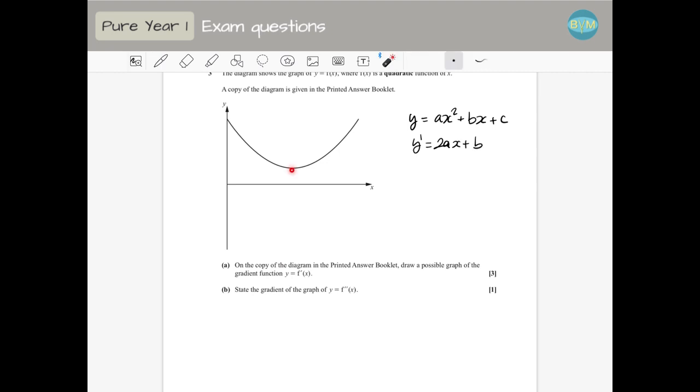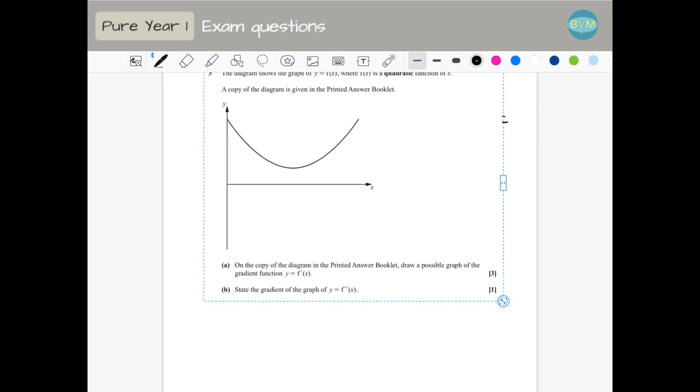Then when I have a minimum, my derivative is going to be 0. So my straight line is going to cut the x-axis underneath the minimum. And the last thing that you have to think about is whether it's a positive gradient or a negative gradient. When the function is decreasing, the derivative is going to be negative, and when the function is increasing, the derivative is going to be positive, which means for this bit my derivative is going to be under the x-axis.